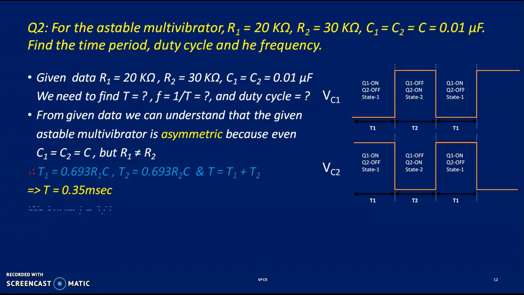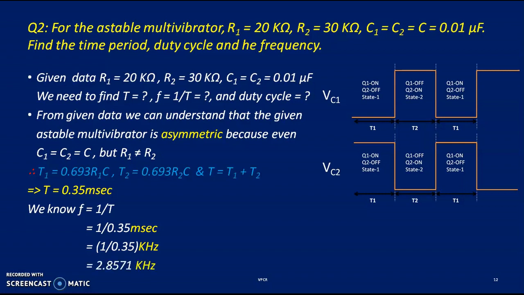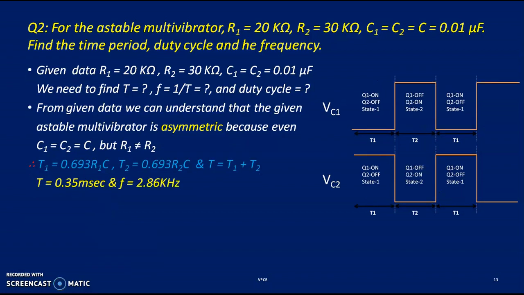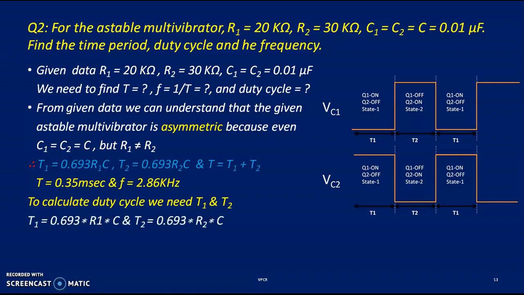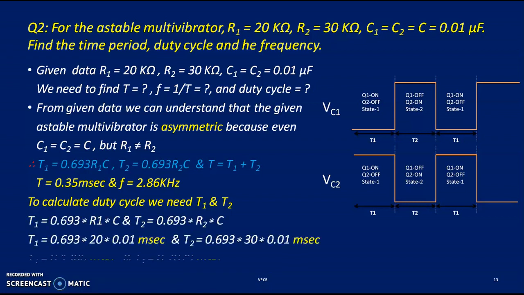In order to find the frequency, calculate it with the help of 1 by T. As I said, 1 by millisecond becomes kilohertz, and the value is 2.8571. If you approximate to 2 decimal points, 2.86 kilohertz. So now we have T and f. Now to calculate the duty cycle, we need to find capital T1 and T2 individually. So here are the calculations for T1 and T2.